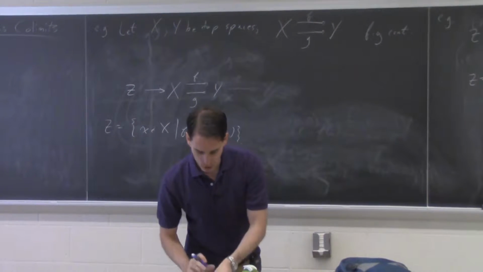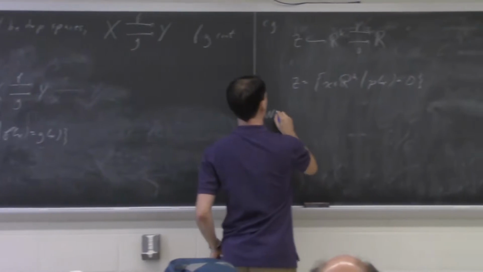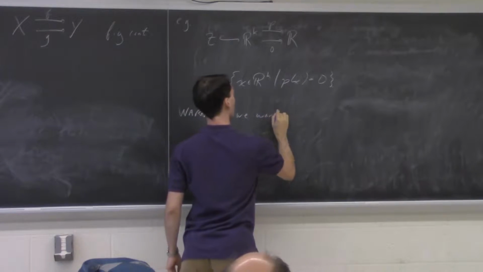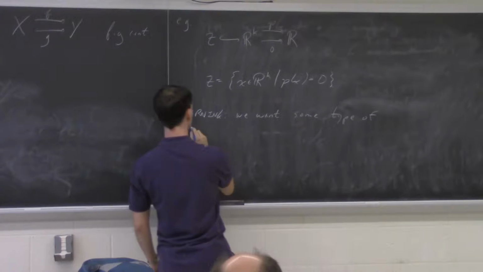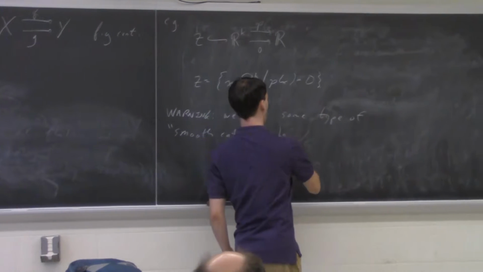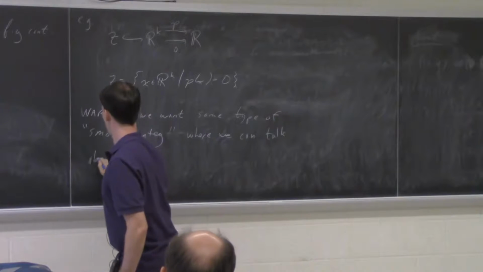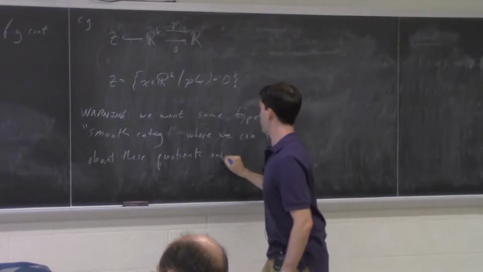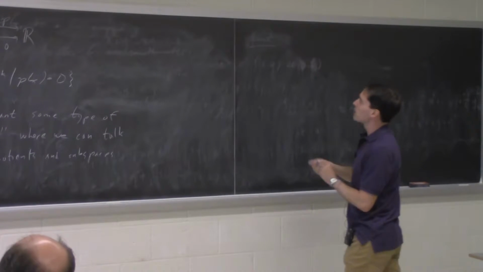So let me introduce a category so then I can stop being so hand-wavy. I'll write a warning first. We want some type of smooth category where we can talk about these quotients and subspaces, or if you want, limits and colimits. So let me define that for you.